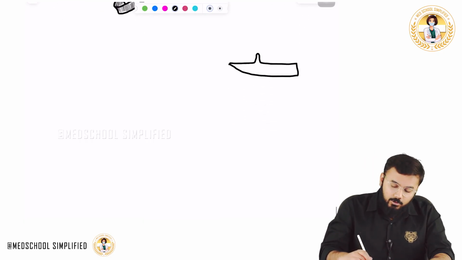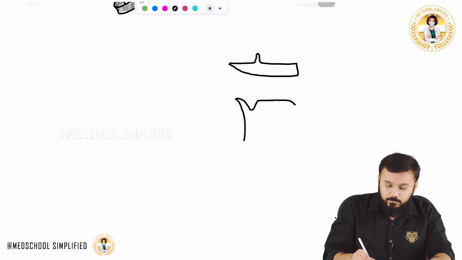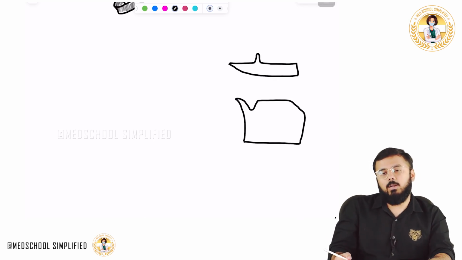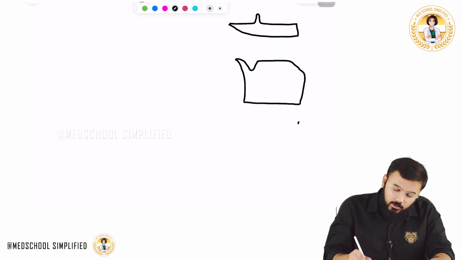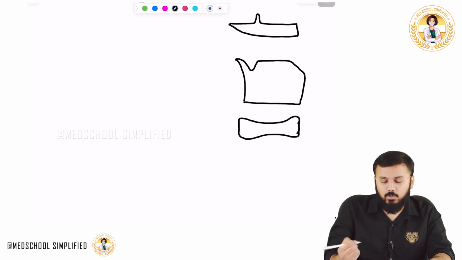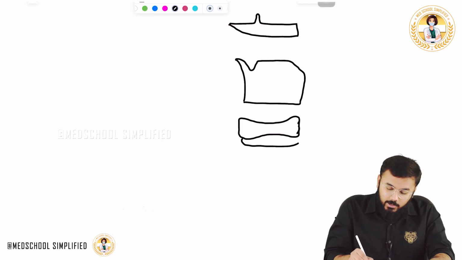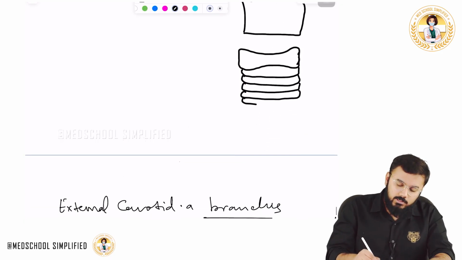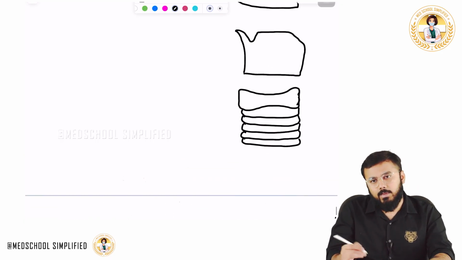Now beneath your hyoid bone you have one more important structure, your thyroid cartilage. Beneath your thyroid cartilage you have another important structure, your cricoid. And beneath your cricoid, what are these rings over here? These are your tracheal rings.